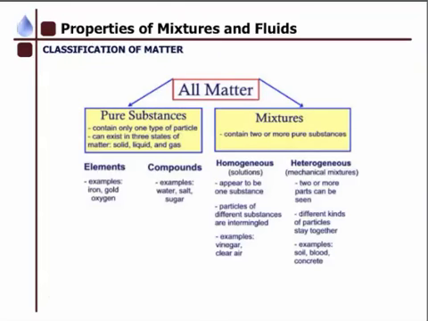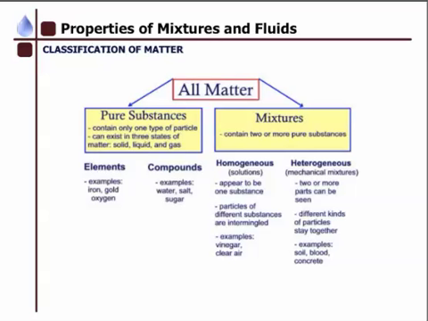Okay, we have a classification of matter. So all matter is classified either as pure substances or mixtures. Pure substances contain only one type of particle, and they can exist in three states of matter, so a solid, a liquid, or a gas. Okay, there are two types of pure substances. We have elements and compounds.